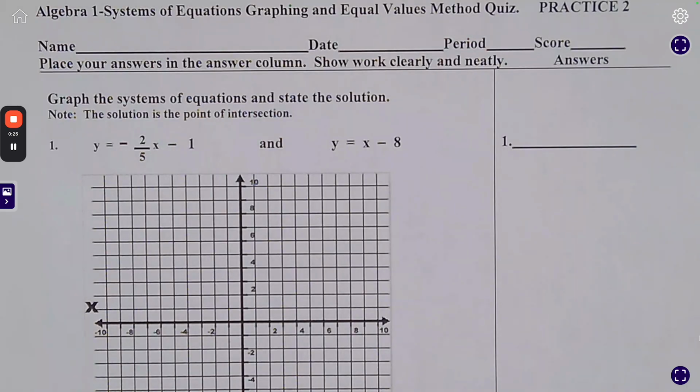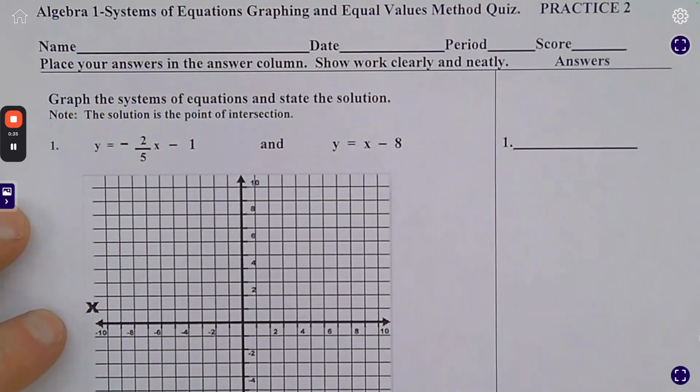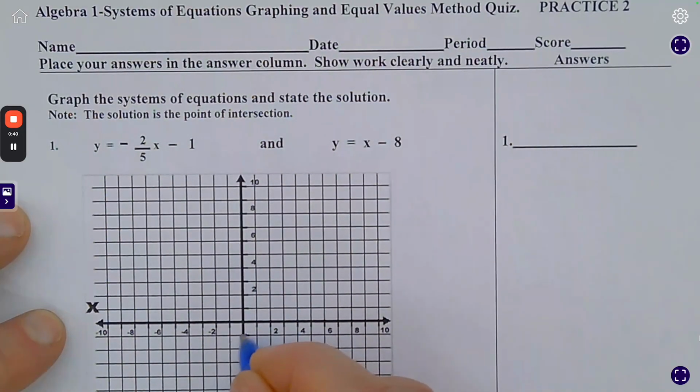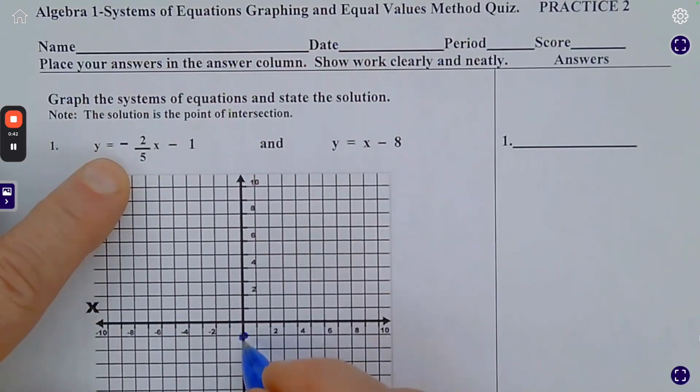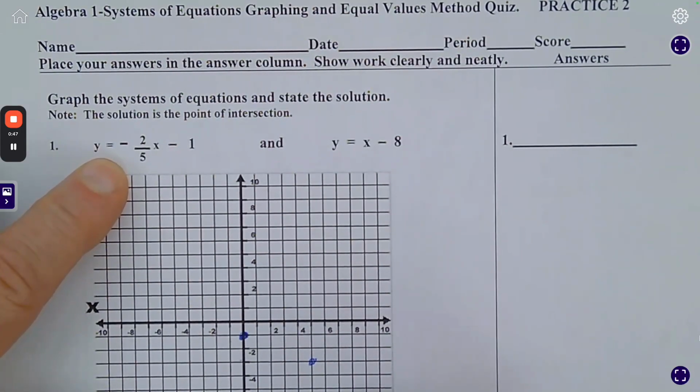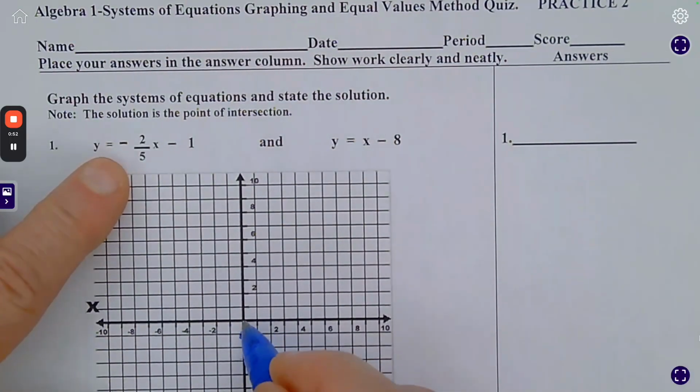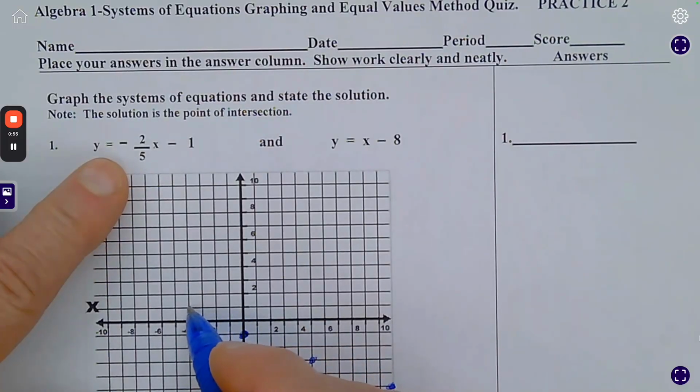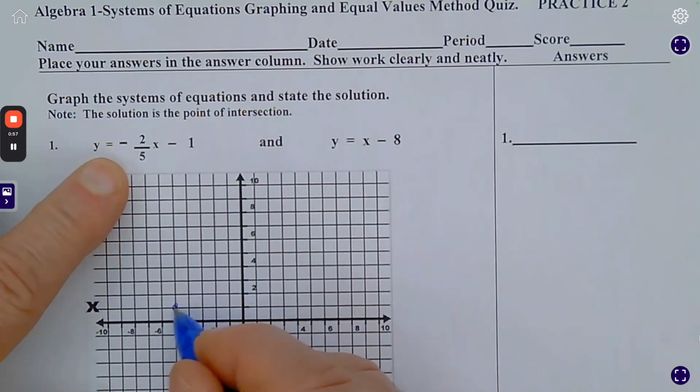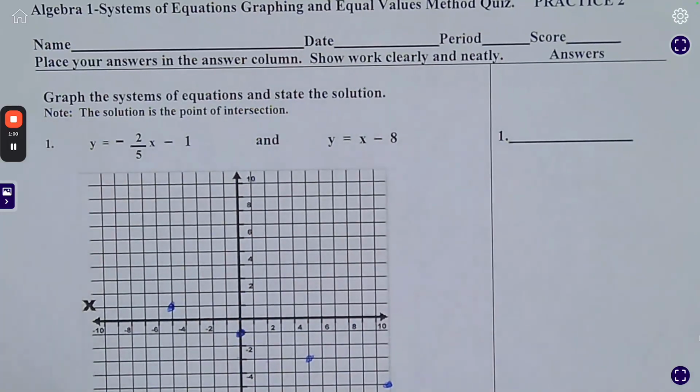This is Systems of Equations, Graphing, and Equal Values Method, Practice 2. Okay, let's graph these. Remember, whenever you see a system of equations, that means you're looking for a point of intersection. So I'm going to graph these two lines and find where they intersect. -1 is my y-intercept, and then I have a slope of down 2 over 5. I could also go up 2 and over 5 in the other direction, and that would also be a point on the line. That's important.